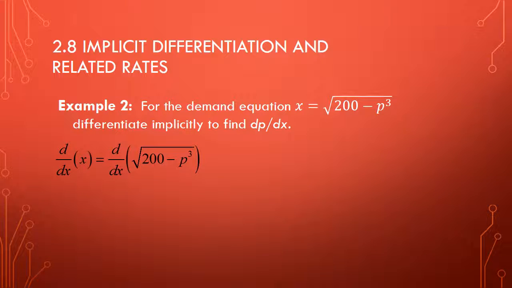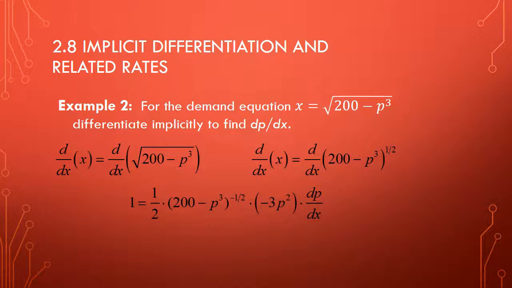Okay, so d/dx of x equals d/dx of the square root of 200 minus p to the third. The derivative of x is just going to be 1. Oh, before we do anything, they changed the square root to a 1/2 power. Now we're going to have to use the chain rule. So it's going to come down: 1/2 times (200 minus p to the third) to the negative 1/2. Now the derivative of the inside, times negative 3p squared dp/dx, because the p is not what's in the bottom, it's an x, so anytime you're not differentiating with respect to what's in the bottom there, you have to tack that on.